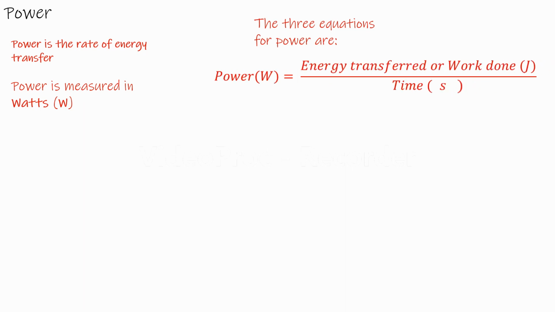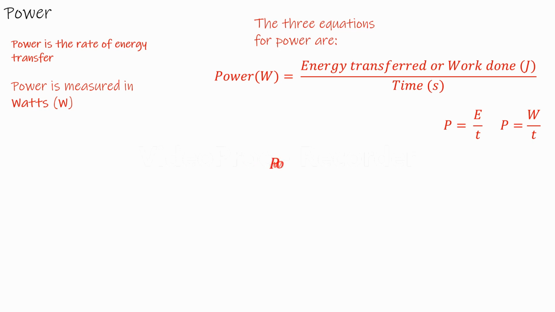So the first of these is power, which is measured in watts, equals energy transferred, which might also be written as work done, which is measured in joules, over time, which is always going to be in seconds. This is generally shortened to P equals E over T, or P equals W over T, as these are slightly easier to rearrange.